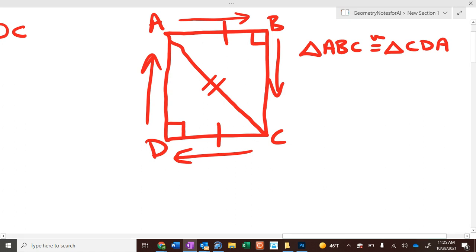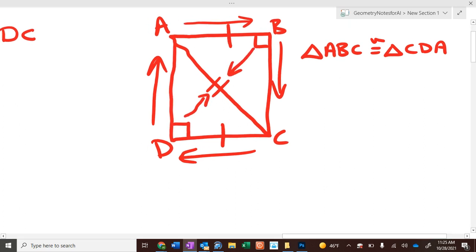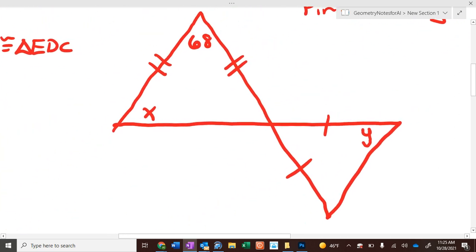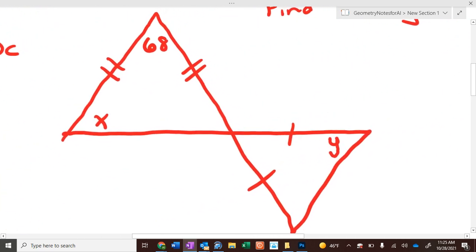You're right, Richie. When you see right triangles, you got to think first, probably going to be hypotenuse leg. I know the hypotenuse, the side opposite the right angle, and I know another side, which is a leg, so by hypotenuse leg. Okay. All right. Now we're to this.